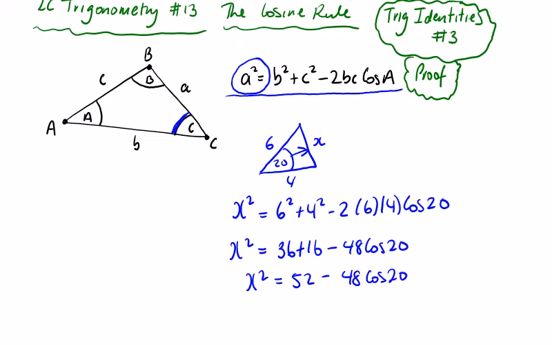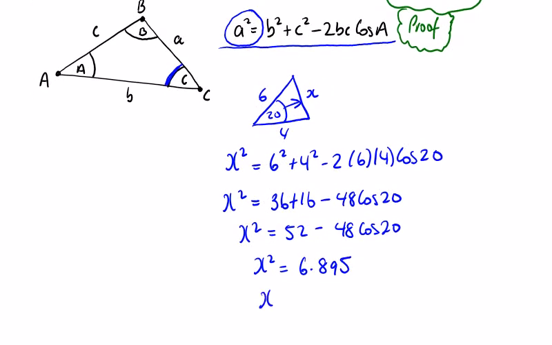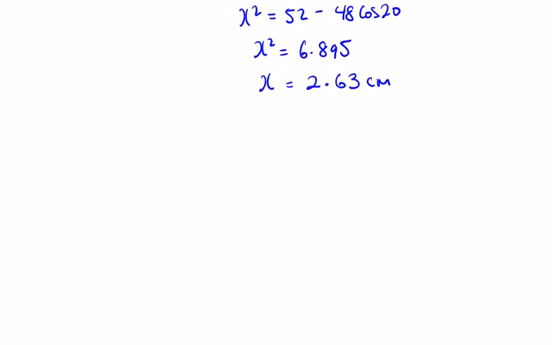So typing this into your calculator, we get x squared to be 6.895 to 3 decimal places. So x is the square root of this number, which comes out as 2.63. And the units could be centimeters, it could be meters. We'll call them centimeters in this case. So this is an example of when we have 2 sides and the angle in between. Let's have a look at when we have 3 sides and we want one of the angles.